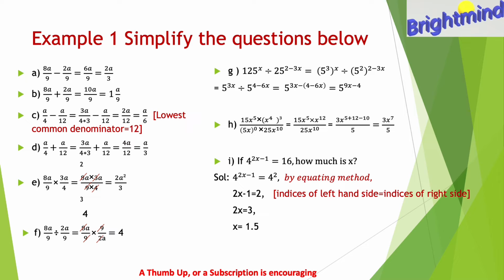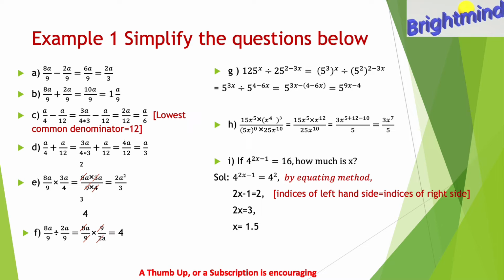E. 8a over 9 multiplying 3a over 4. The first stage is to simplify the fraction. I write 8a multiplying 3a on the numerator. I write 9 multiplying 4 on the denominator. Because 4 going to 8 2 times, I write 2 on top of 8. And 3 going to 9 3 times, I write 3 under 9. a multiplying a gets a squared. So the final result is 2a squared over 3.